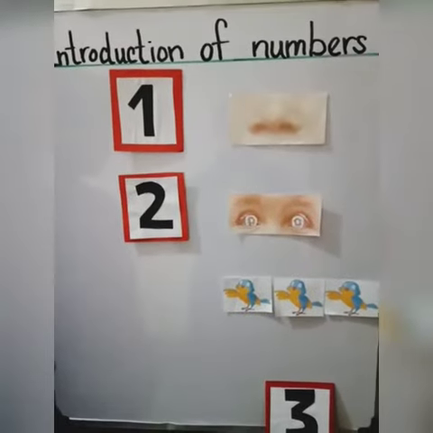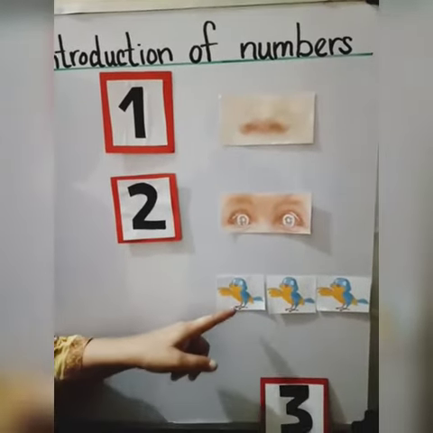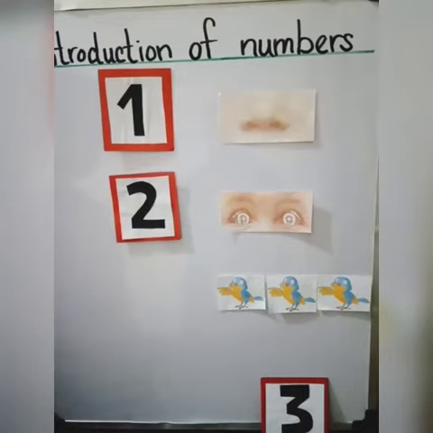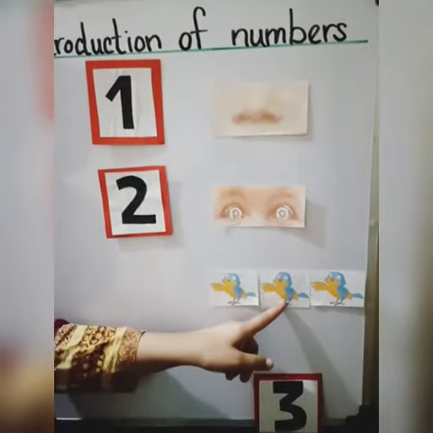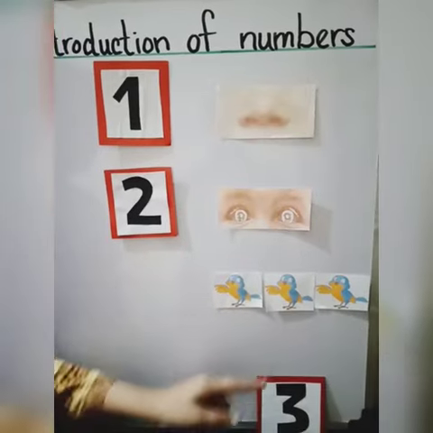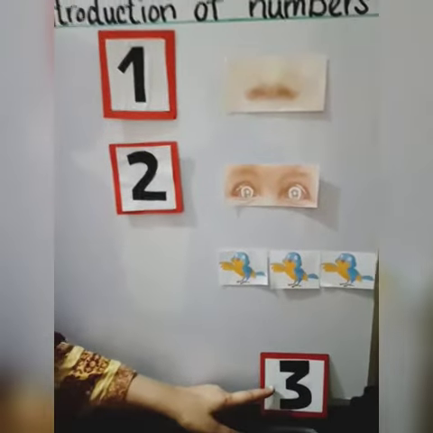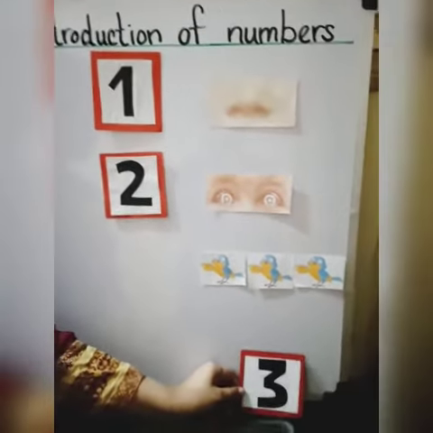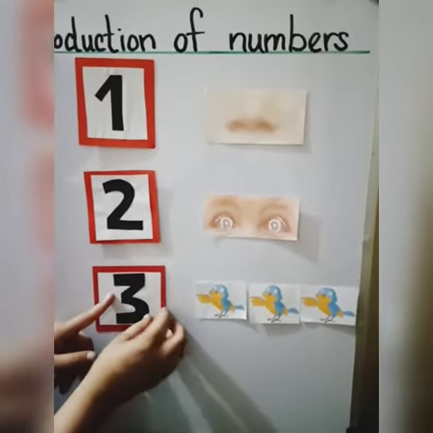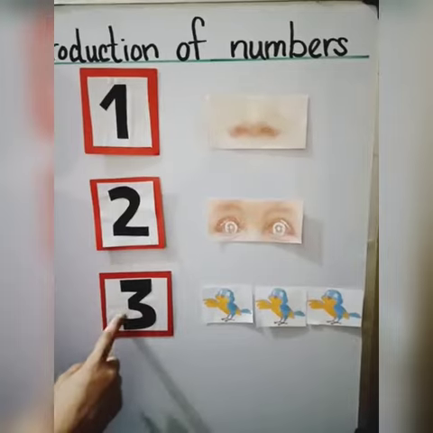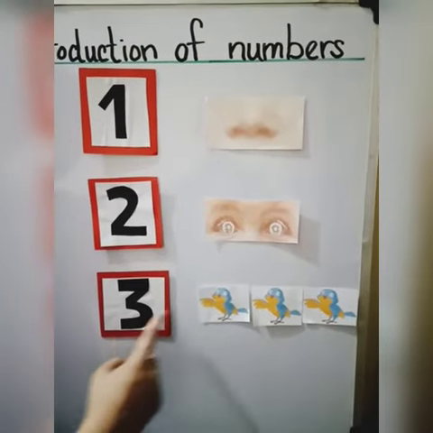Okay, better tell me, how many birds do you see? Three. One, two, three. This number is three. Pick up the three number and paste it. Very good. Three birds.